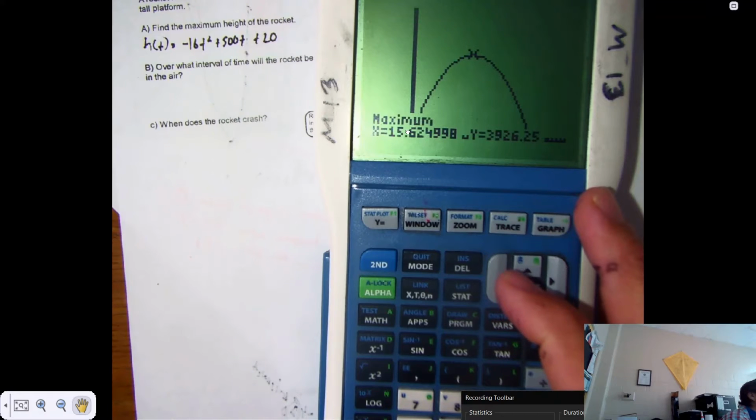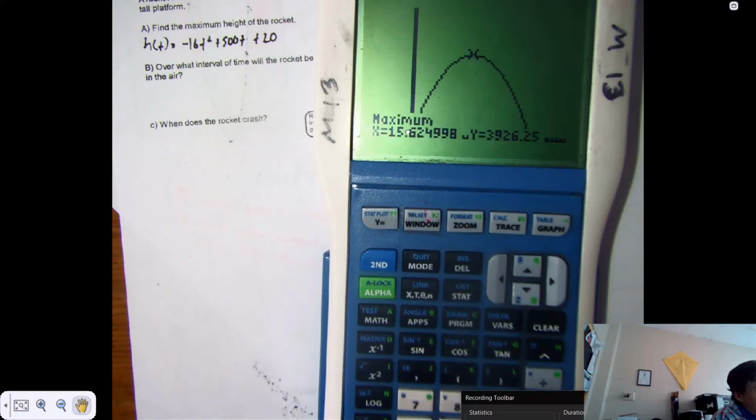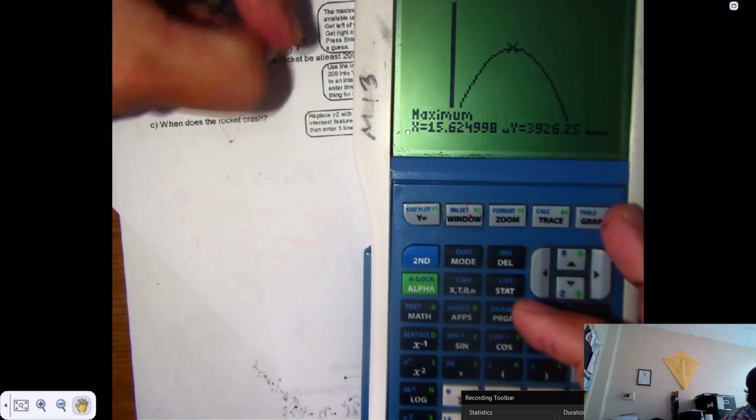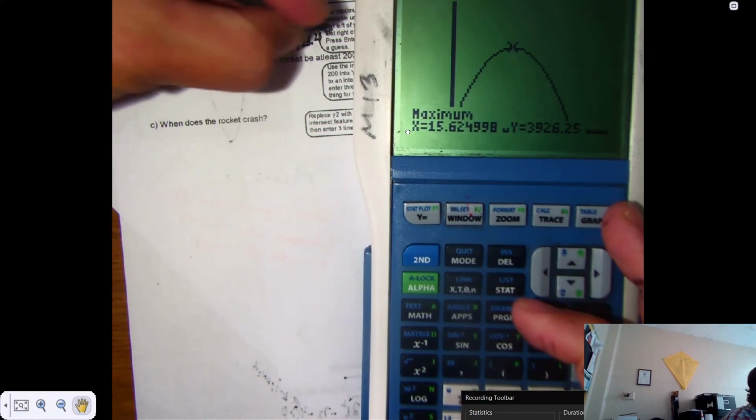There's the maximum height. Is it the x value or the y value? The y value. X is not height, son. X runs left, right. Y runs up, down. So your height is at 3,926.25 feet. Pretty good for a model rocket.